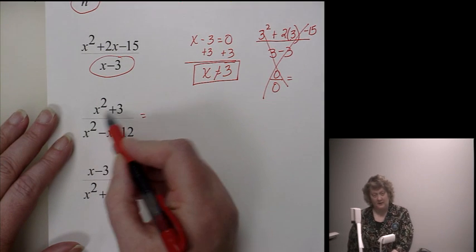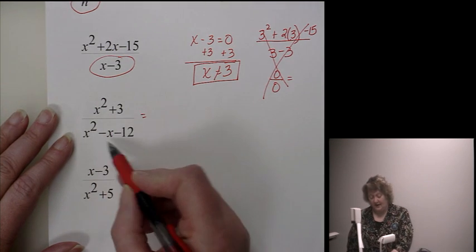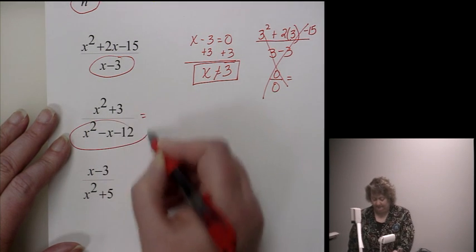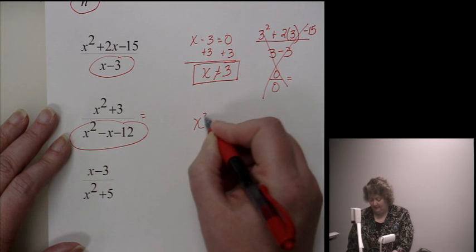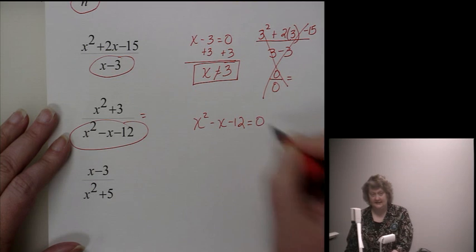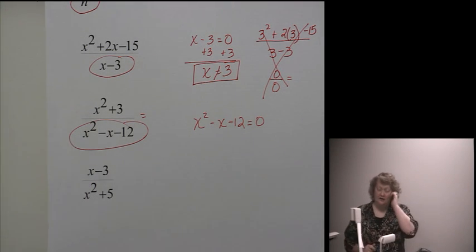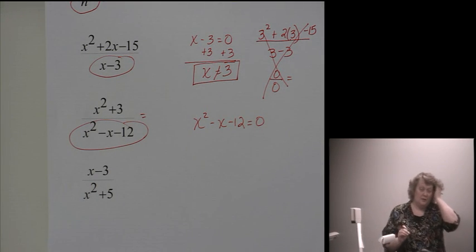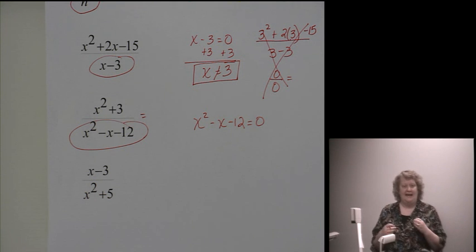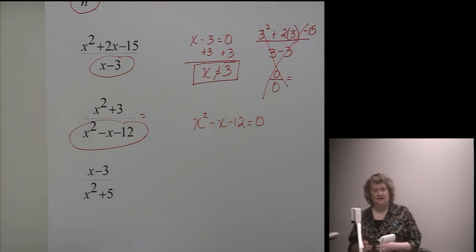Okay, I have (x squared plus 3) over (x squared minus x minus 12). I take the denominator and set it equal to 0. I do not care about the numerator. The numerator does not affect anything. The numerator actually can be 0. It doesn't matter. I have to restrict the denominator. The denominator cannot be equal to 0.